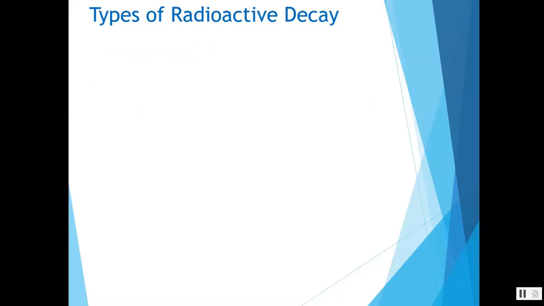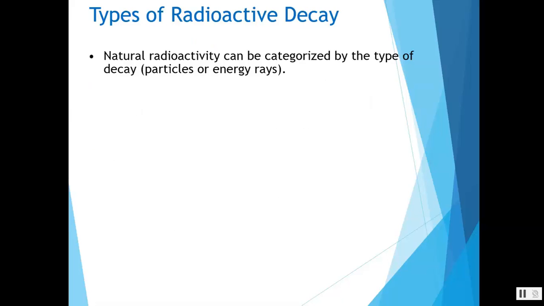So there are 5 different types of radioactive decay that we're going to observe. With each type of radioactive decay, we're either going to release particles like electrons or something called an alpha particle, which looks like a helium atom, or we're going to release energy in the form of photons, which we're going to call gamma rays.